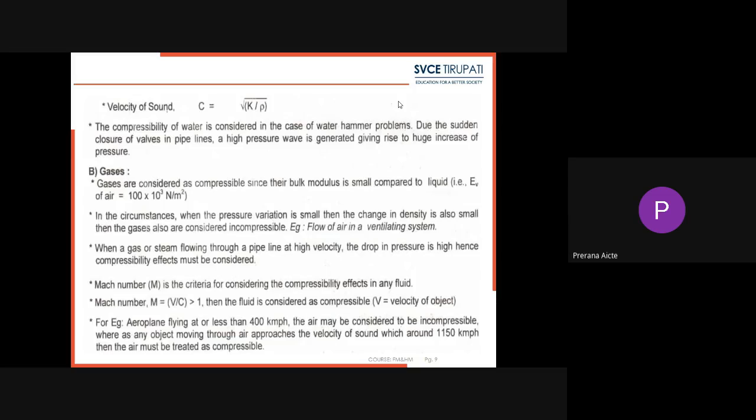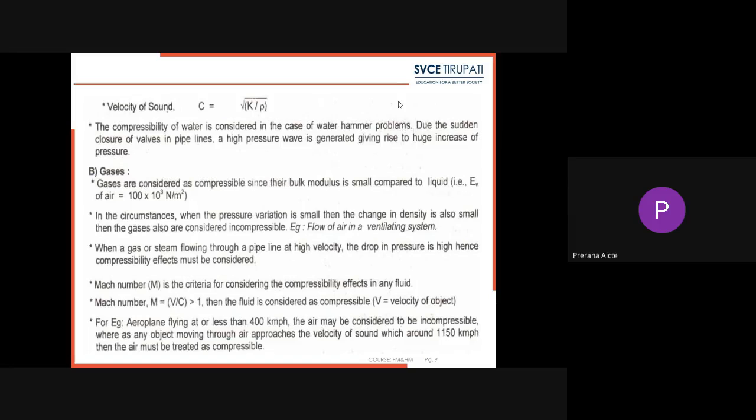Usually for liquids, since most liquids have a comparatively high value of the bulk modulus, the compressibility is close to zero, hence liquids are considered practically incompressible. Small pressure disturbances travel through the fluid medium at a velocity equal to the velocity of sound, which depends upon the bulk modulus and mass density. Hence, the velocity of sound C equals the square root of K by rho.